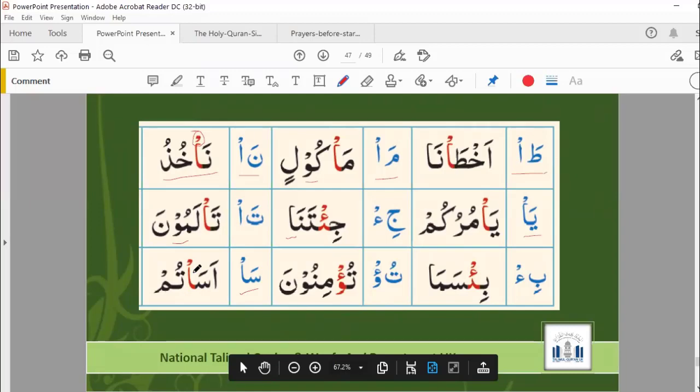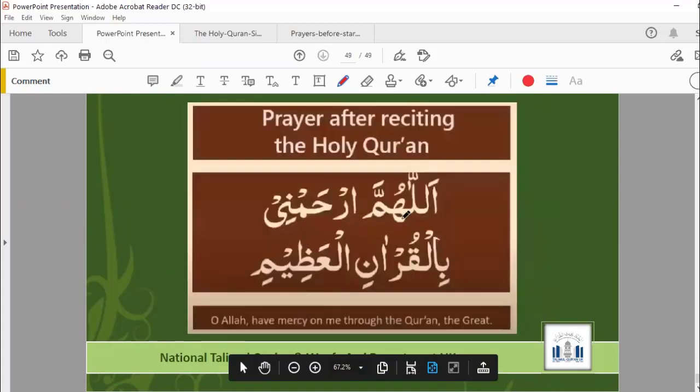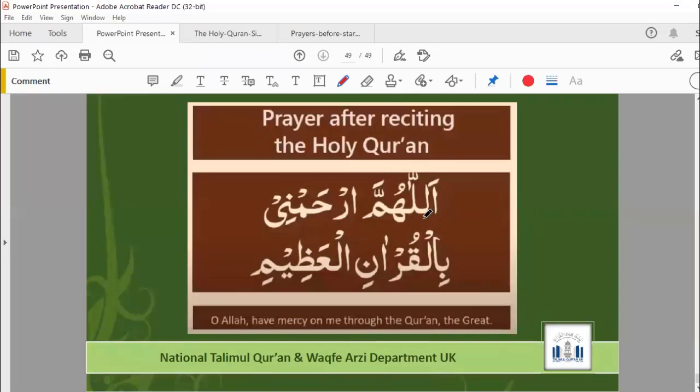Very careful reading. And now it is time. We will finish our class. Can I ask any student who can read this prayer today so we can finish our class? Yes, could you please read it.